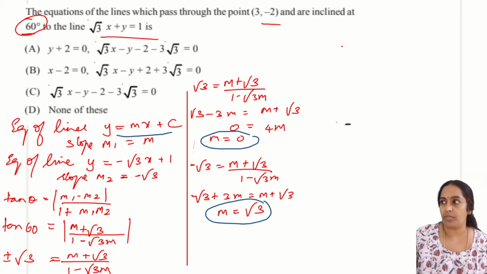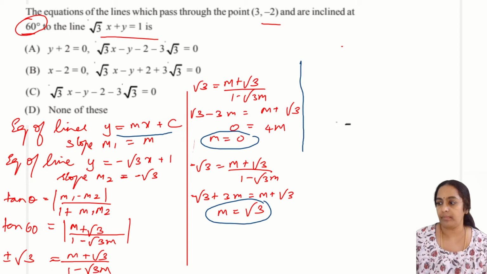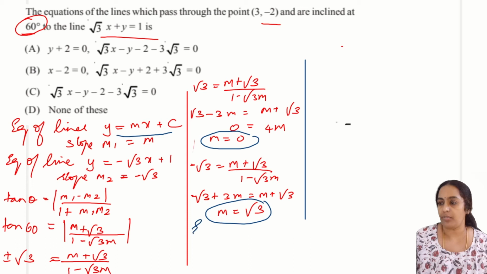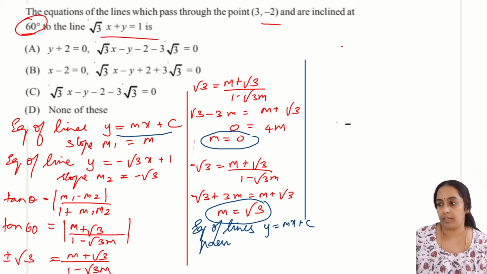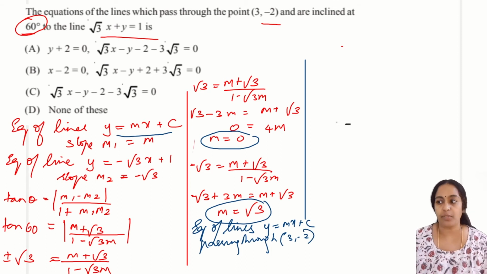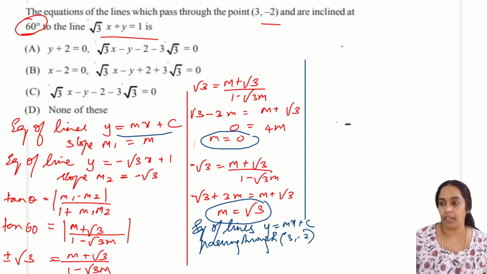So equations of the lines, y equals mx plus c, passing through the point 3, minus 2, is given in the question. With slope m equal to 0, I will get an equation. With slope m equal to root 3, I will be getting another equation, passing through 3, minus 2.